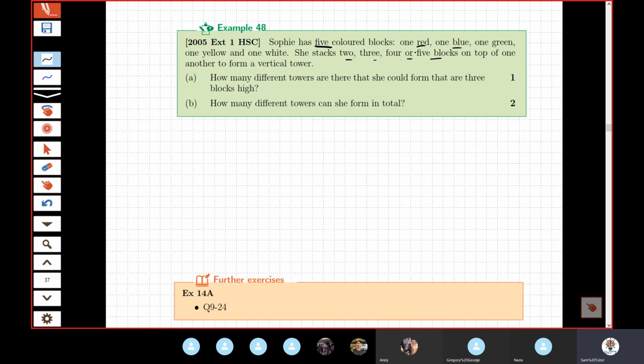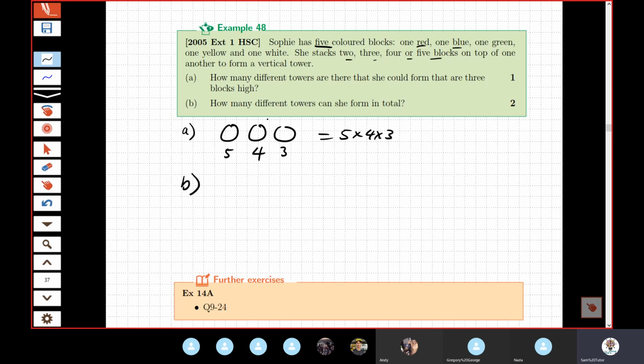It has to be 3 high, so you've got 5 times 4 times 3, that's what I would do. So you've got 5 colored, do you guys get that? So pretty much 5 letters, you want to make a 3-letter word. So 1, 2, 3. How many different towers are there that can form 3 blocks high? That would be 5 to choose from, 1 red, 1 blue, 1 green, 1 yellow, 1 white, so 5 of the colors. 4 of the colors left, 3 colors left. So my answer for that one would be 5 times 4 times 3.